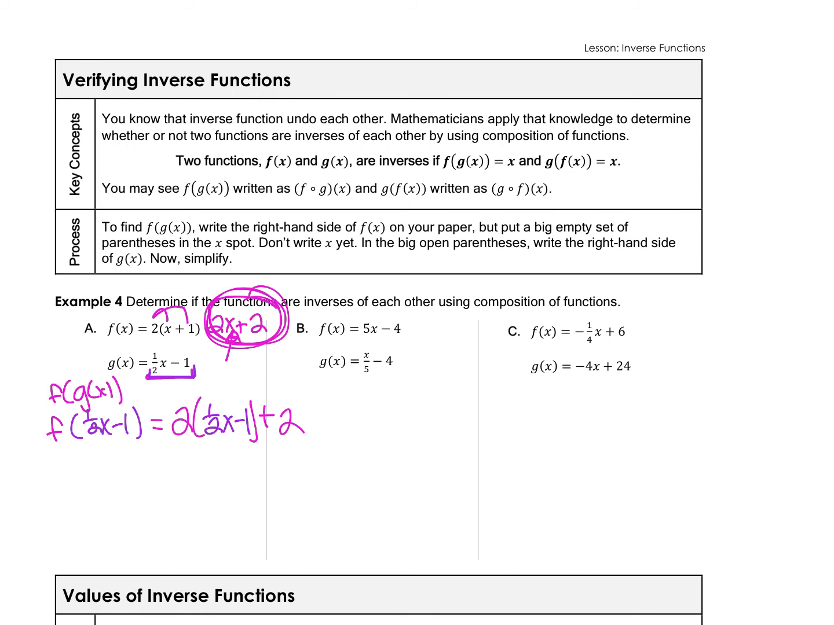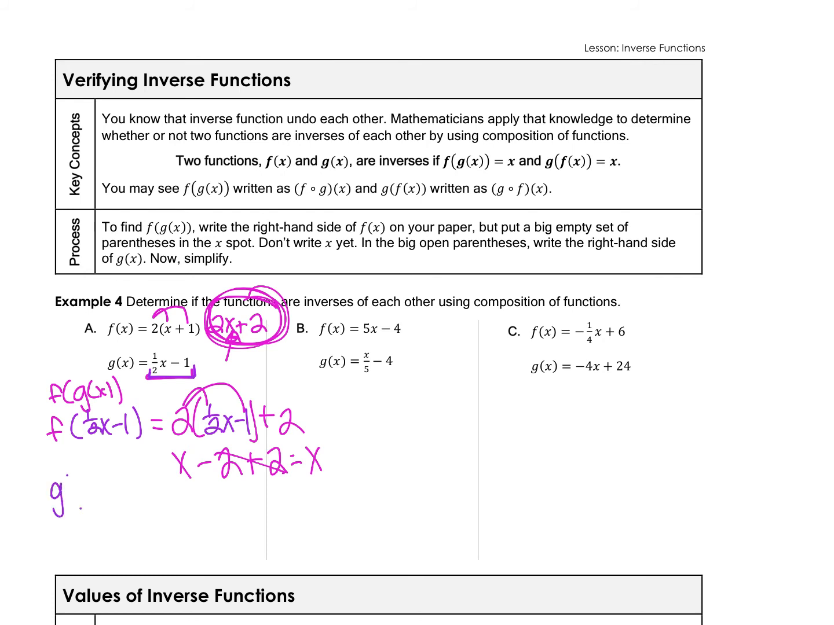So now I'm going to work it out. So when I distribute, 2 times 1/2 x is just x minus 2, and then the plus 2 that you're bringing down. So notice those cancel, it equals x, which is what we want it to equal. Now we're having to do the opposite of that, because you have to plug in both.